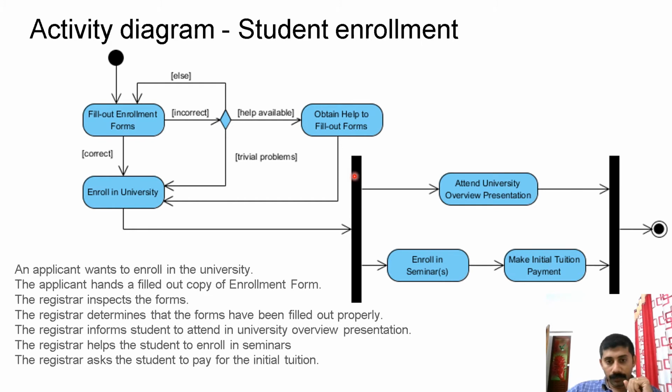Now once the enrollment starts, two things happen in parallel. Attend the university overview presentation. Another parallel flow is enroll in seminars and make the initial tuition payment. Now these control paths are synchronized. Now the process is completed.